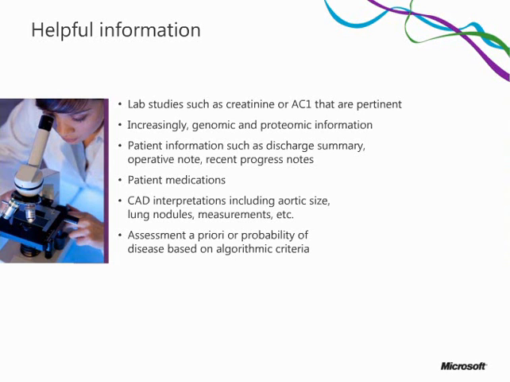I want to have patient information such as discharge summary, the operative note, and recent progress notes at my fingertips. A list of patient medications would be great, and information such as measurements and previous interpretations that I've had or we've had with CAD interpretations would be really useful. And then even to have an assessment of a priori probability of disease. For example, if I'm reading a ventilation perfusion study, having a clinical set of a priori algorithms that tell me what is the a priori likelihood clinically of this patient having a pulmonary embolism would help me in my image interpretation.